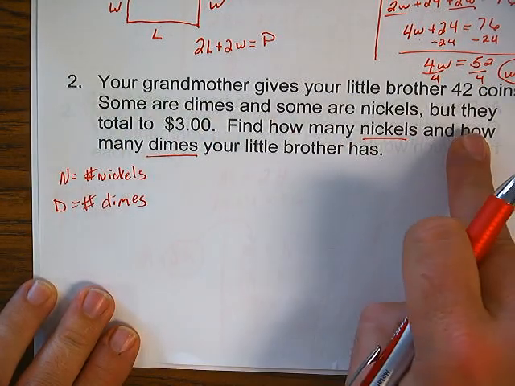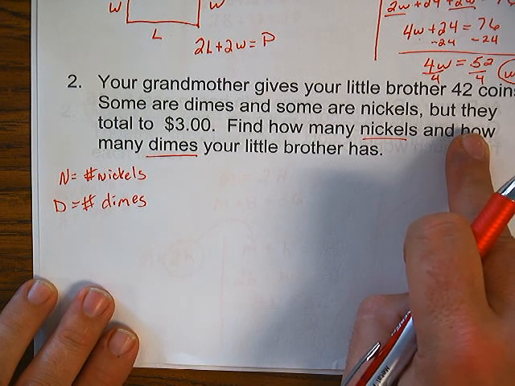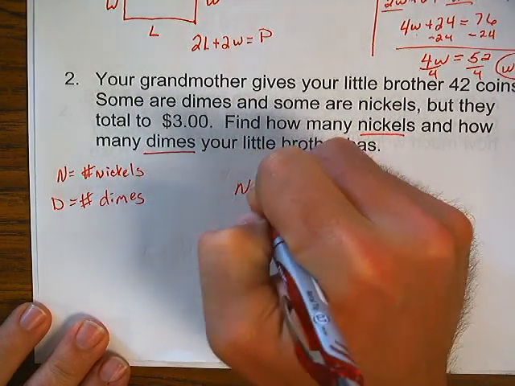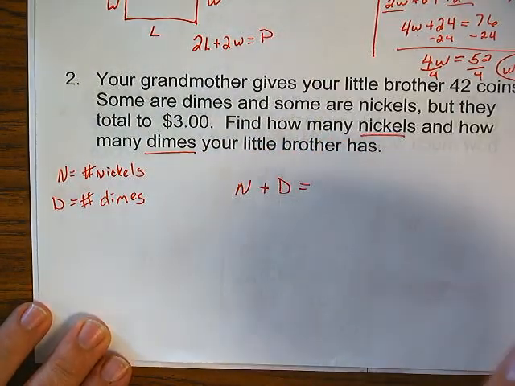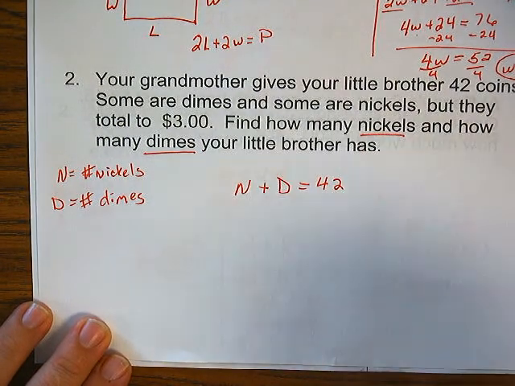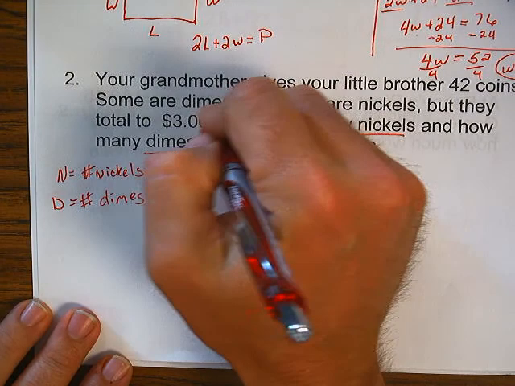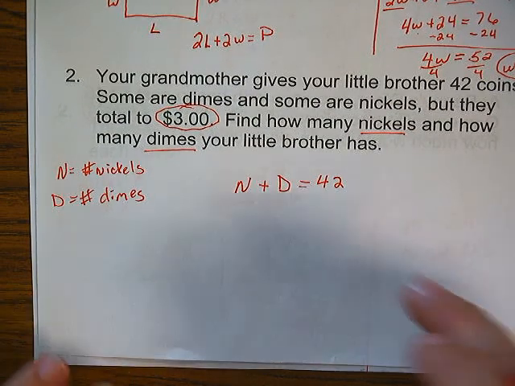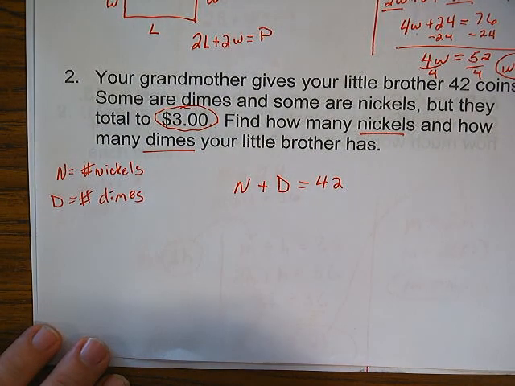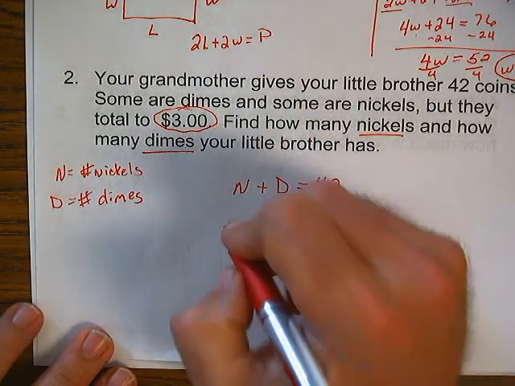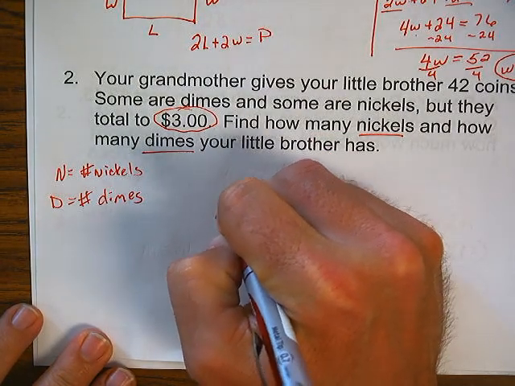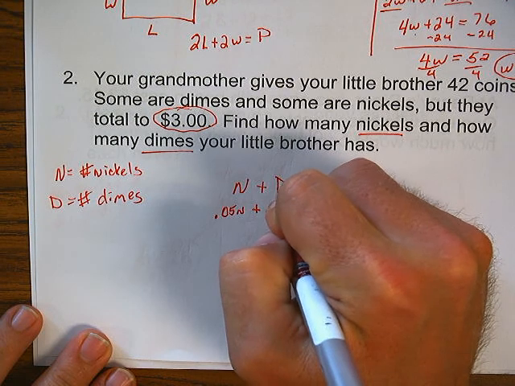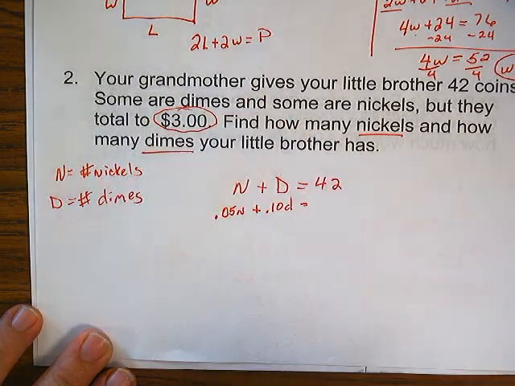It says, your grandmother gives your little brother 42 coins. Some are dimes and some are nickels. So N, the number of nickels, plus D, the number of dimes, he has 42 of them, so they have to equal 42. Now, when you're dealing with a total amount of money, we'll talk about this more in a minute, you're going to have to multiply the variables by how much they're worth. For instance, a nickel is worth 5 cents, so I'm going to go 0.05 N plus dimes are worth 10 cents, so 0.10 D equals that $3.